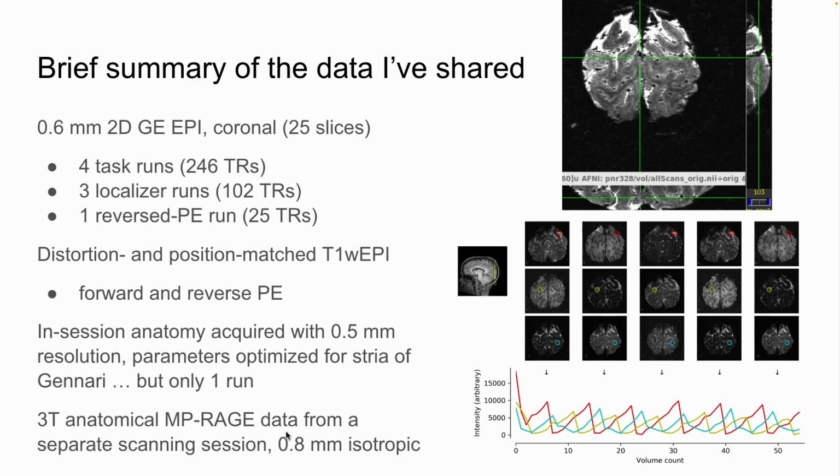So what I'm sharing is 0.6 millimeter isotropic 2D gradient echo EPI. I'm a vision scientist. I always acquire my data in coronal slices, always just aiming for the back of the head.